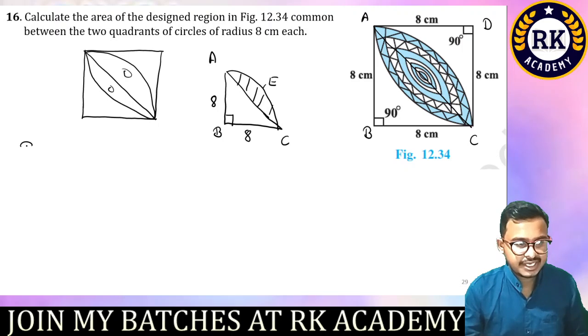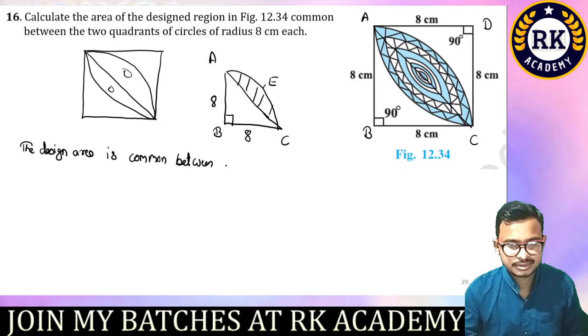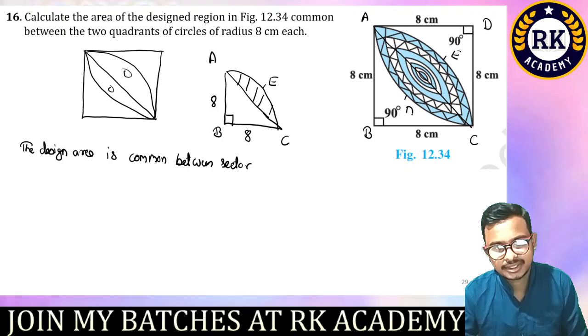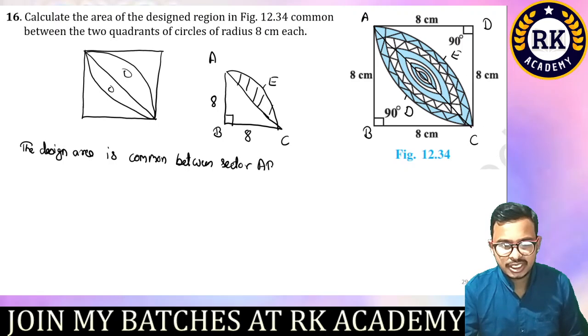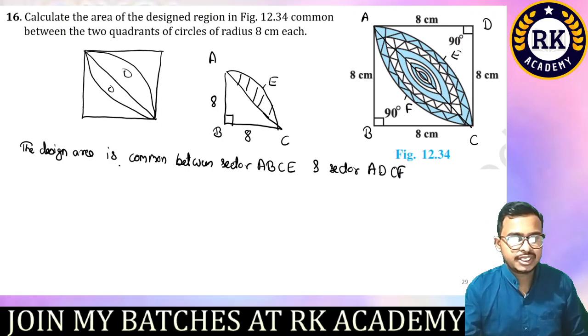So what we will say, the designed area is common between sectors. So let us say this is E and this is D part. Okay, so first here in sector ABCE, and sector from that side ADCF. Okay, so this area, the designed area, it is common between both the sectors.